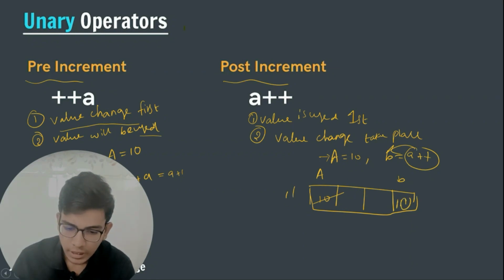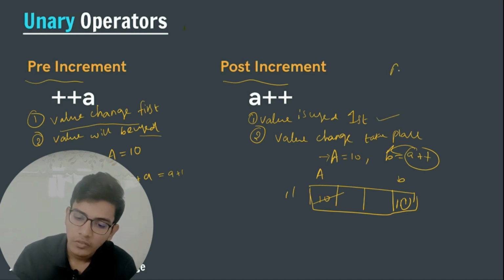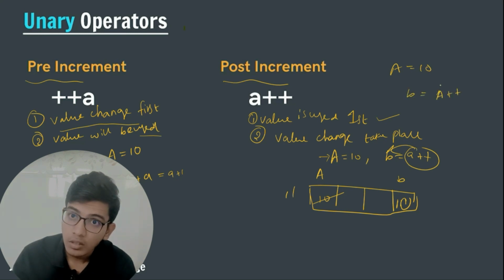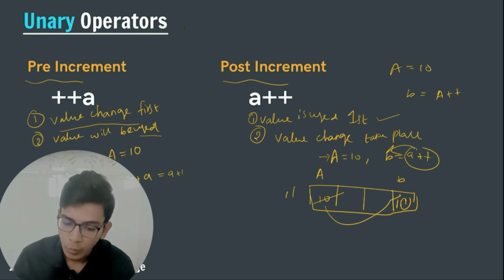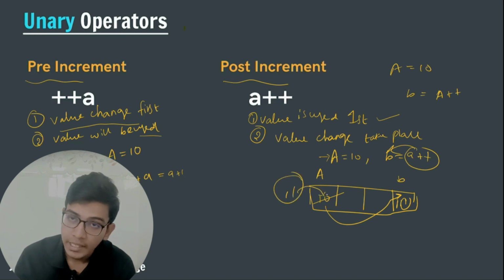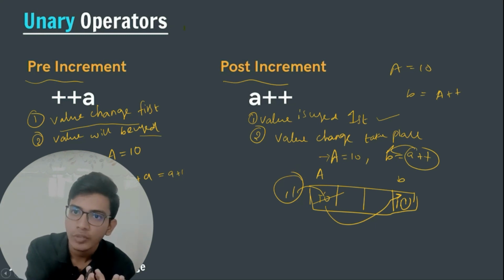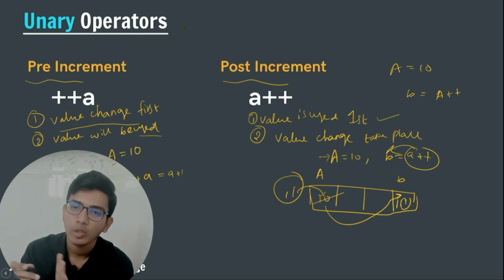Remember, I will tell you clearly that first of all, it will get used. So initially the value of a is 10, right? After we are incrementing, b is equals to a plus plus. So the initial value of a is 10, so it will get assigned to b. After that, the value of a will get changed and incremented by 1. So this is the basic difference between pre-increment and post-increment. Similarly goes with pre-decrement and post-decrement.